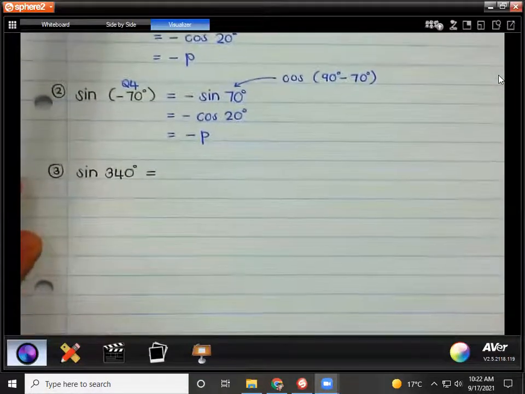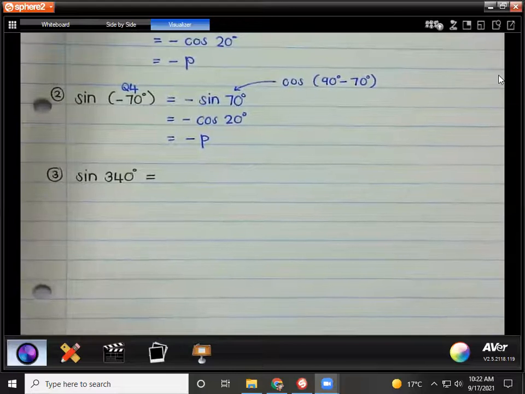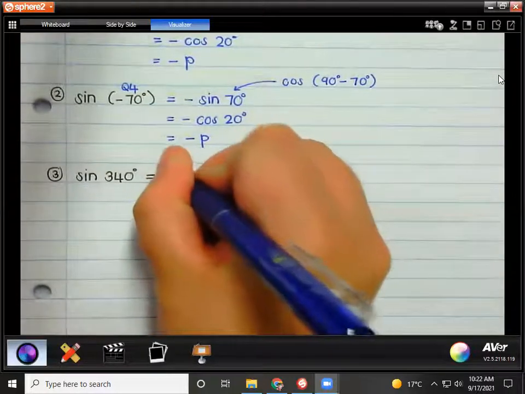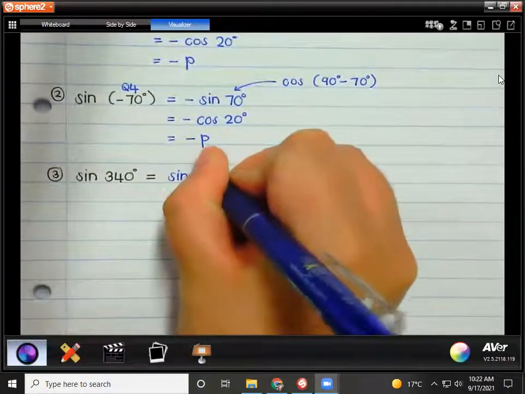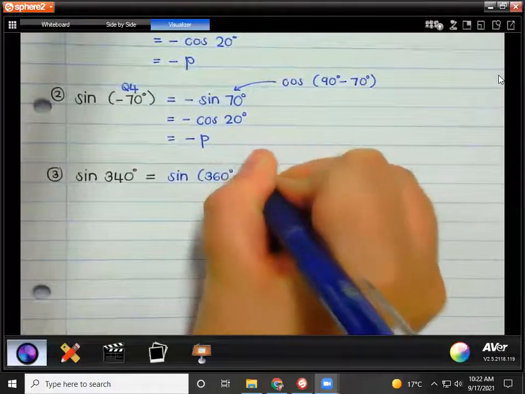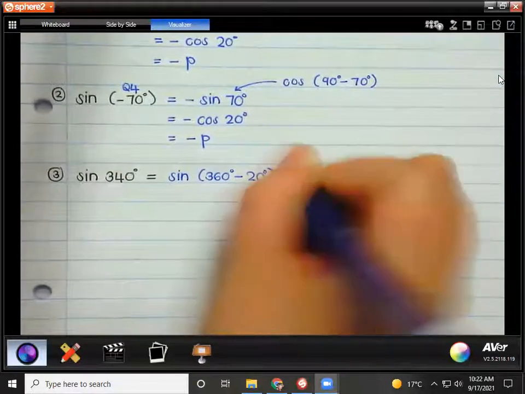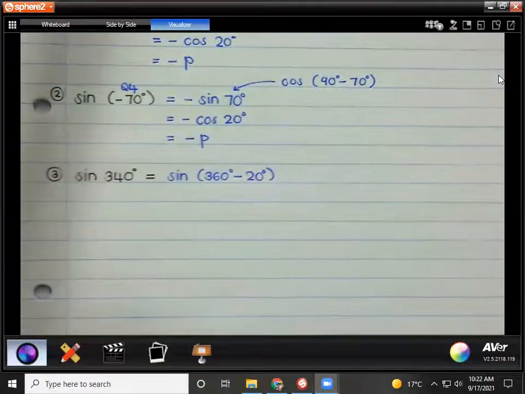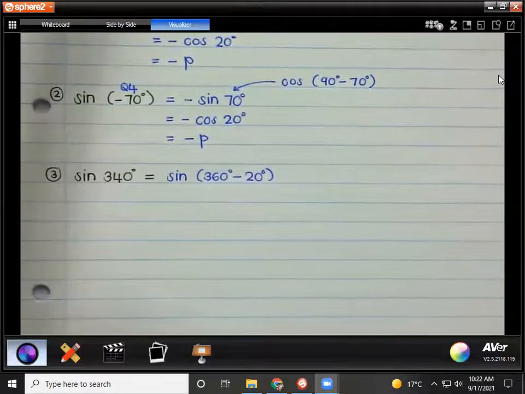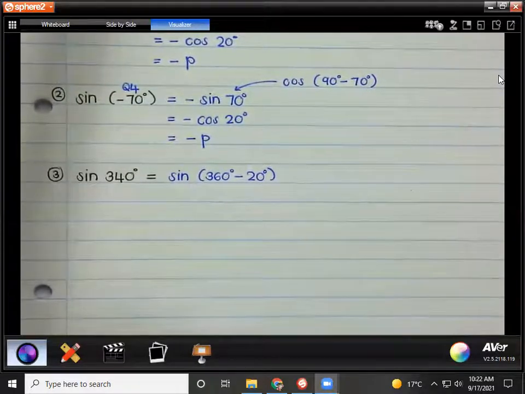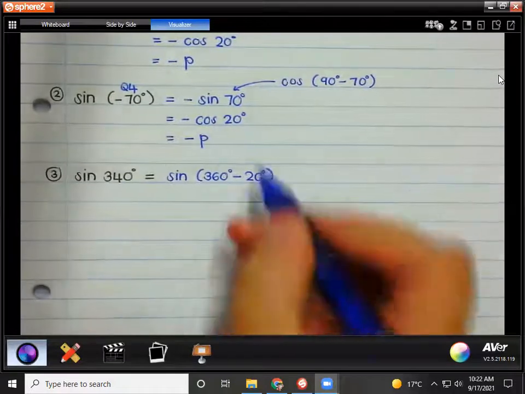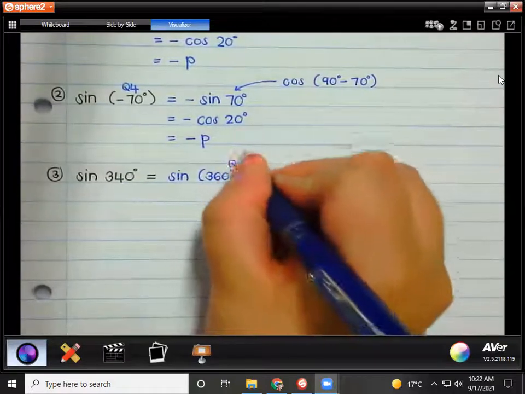Now this is important. 340, I'm going to have to rewrite as 360 minus 20. So sine of 360 minus 20. Why am I using 20 all the time? Because they gave me cos 20. So I need to try and get it back to 20 all the time. 360 minus 20 is in quadrant 4.